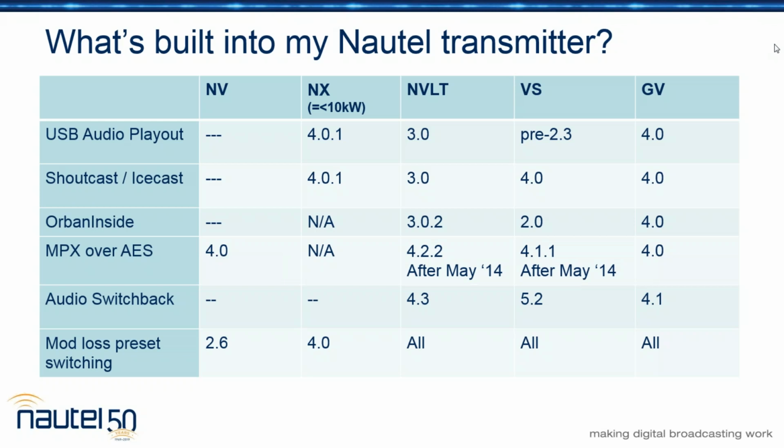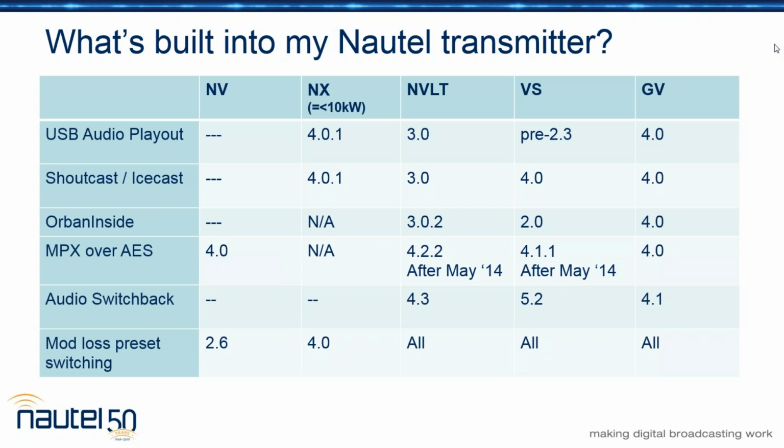So for example, USB audio playout is the ability for the transmitter to play audio from a USB playlist, which is generally your last resort audio. It's fixed audio files on a USB. And this is supported in the NX, NV Lite, VS, and GV series. Also, Shoutcast, Icecast streaming audio is supported on the same series of transmitters. Just be aware that the minimum software requirements must be met. If you're running older software, you would have to update your software to be able to run Shoutcast and Icecast. Which, truth be told, should probably be done anyway.